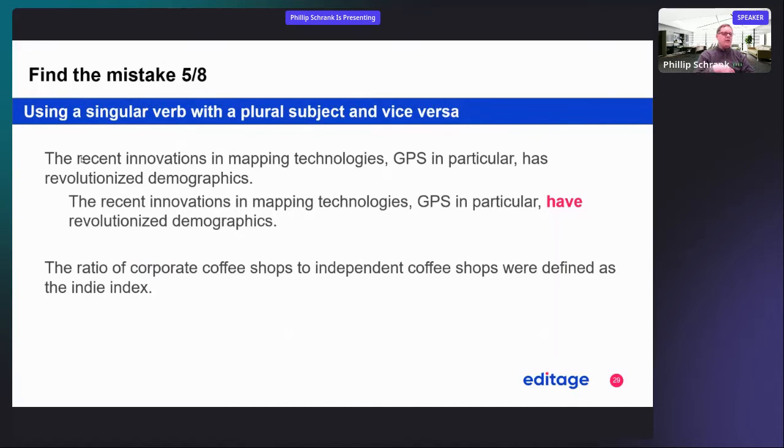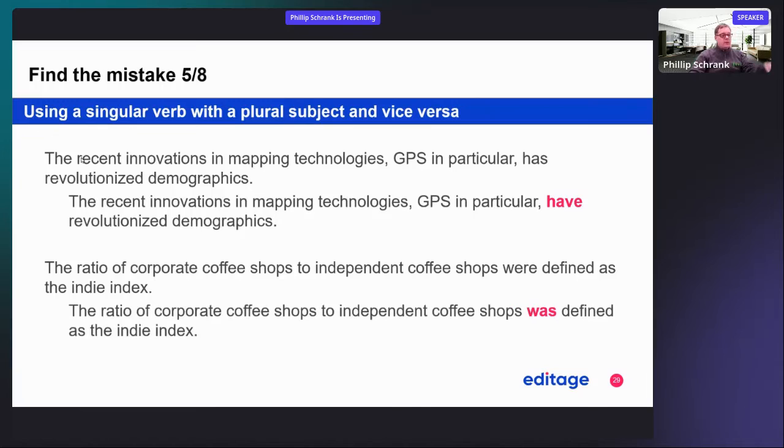In the second one, "the ratio of corporate coffee shops to independent shops were defined as the indie index." In this one, it's easy to confuse "shops" with the subject, but it's not the subject. The actual subject of the sentence is "ratio." So the ratio was defined, right? "The ratio of corporate coffee shops to independent coffee shops was defined as the indie index."